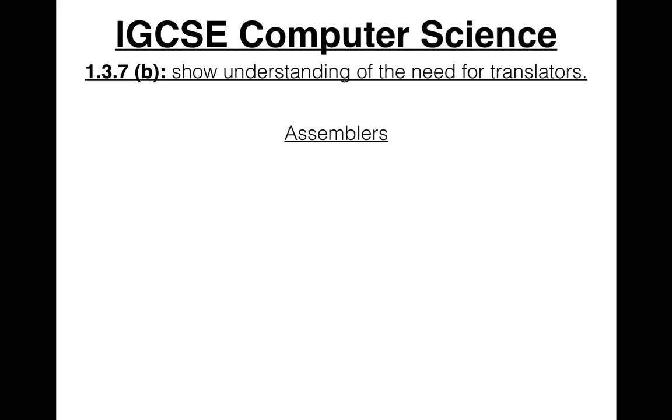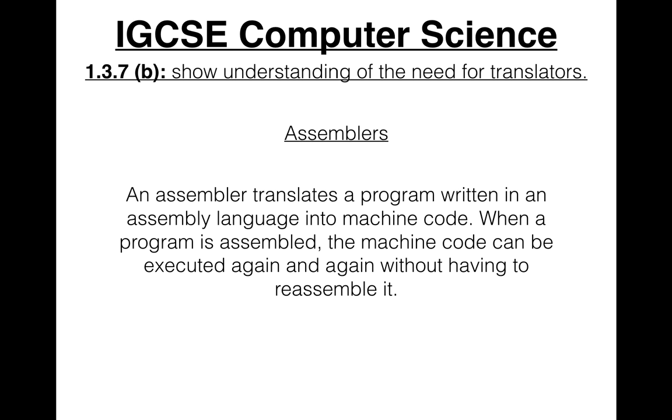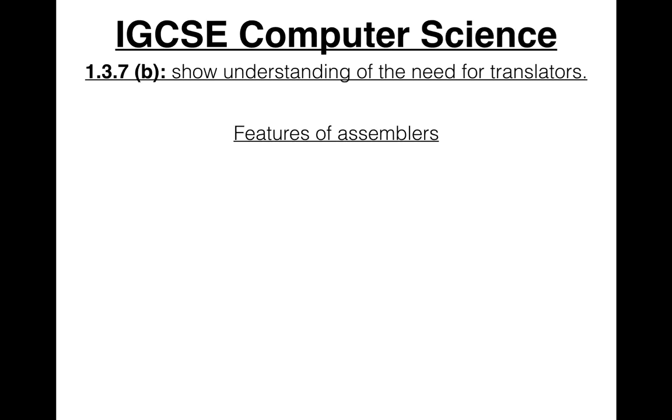Assembler is the last one. So an assembler translates a program written in an assembly language into machine code. When a program is assembled, the machine code can be executed again and again without having to reassemble it. So it's kind of like a compiler, but with low-level language.